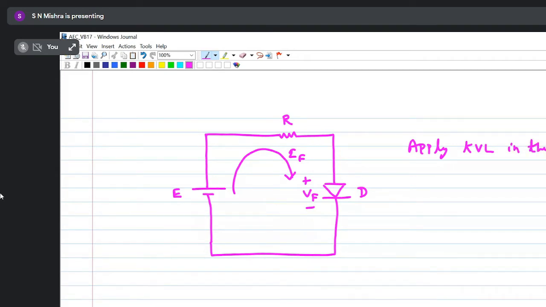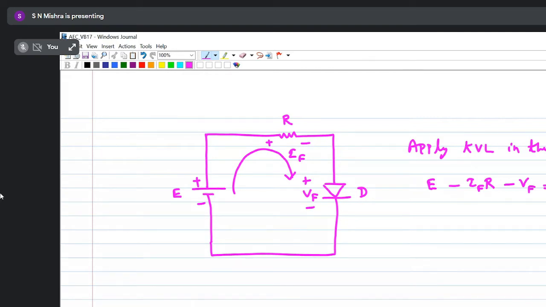What will we get? I'm moving from minus to plus, so E. Then the current is flowing from plus to minus, so minus IF into R minus VF equals 0.